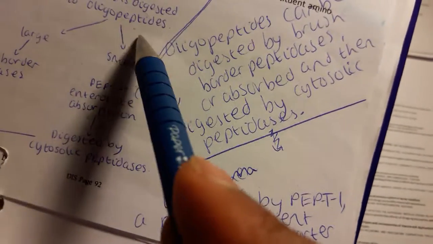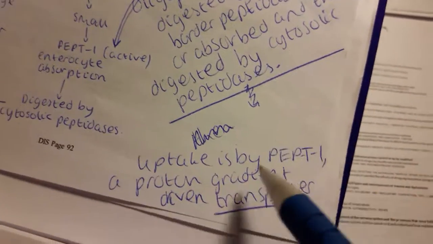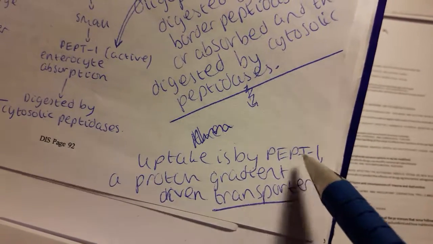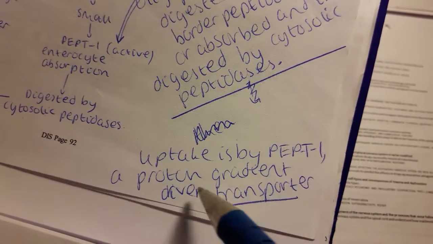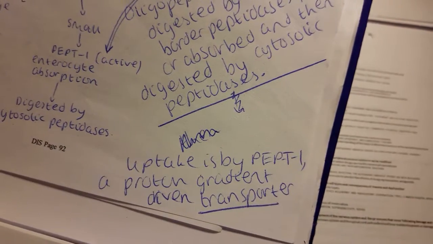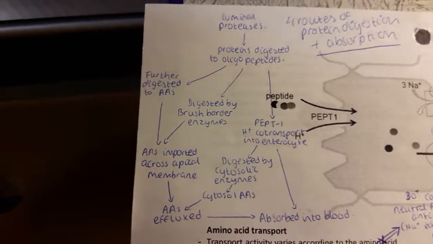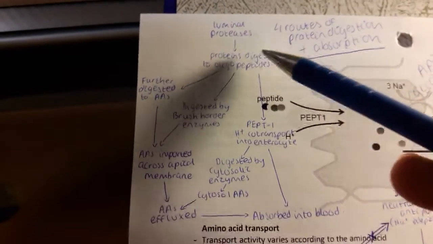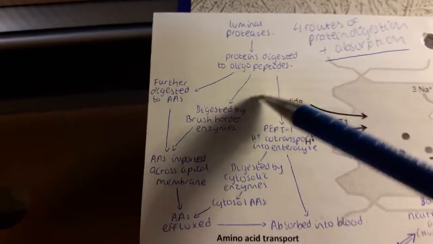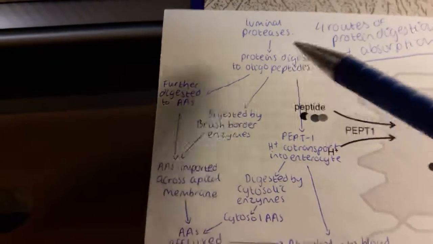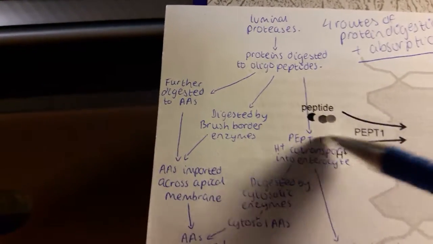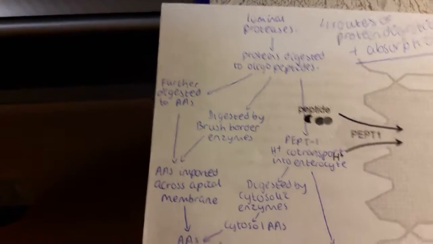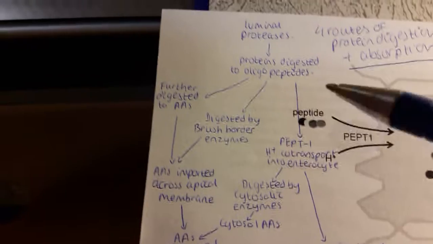The uptake of the oligopeptides into the enterocyte is by PepT1, a proton gradient-driven cotransporter. So let's have a quick reminder of the routes of protein digestion. The luminal proteases have broken down the proteins into oligopeptides. Some of the oligopeptides that were very small were taken up by PepT1 into the enterocyte and digested by cytosolic enzymes to give us cytosolic amino acids.